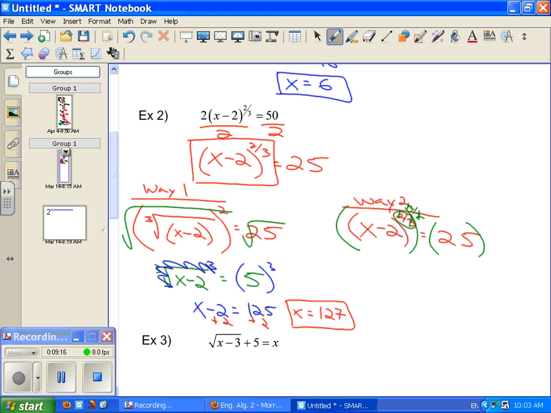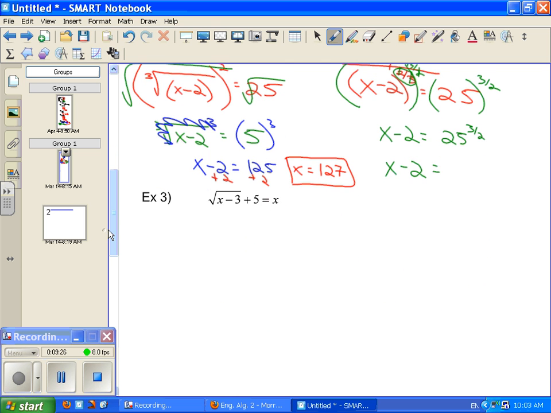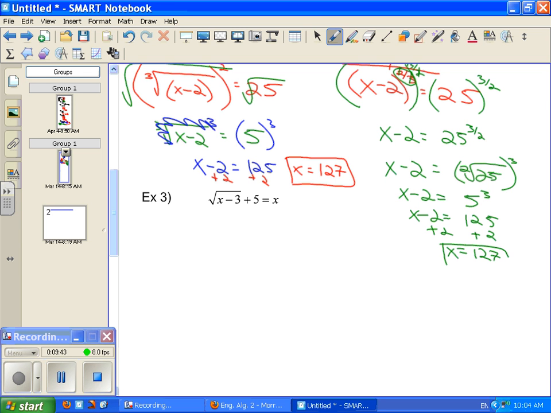But if I do that to one side, I've got to do that over here. Now I've got x minus 2 equals 25 to the 3/2 power. Now how can I rewrite that? Square root of 25 cubed. So x minus 2 equals the square root of 25, 5 cubed, 125. Add 2 to both sides. x is 127. Right? They're both about the same length.